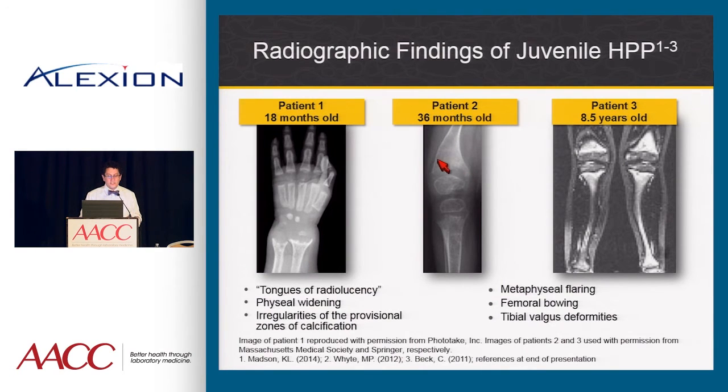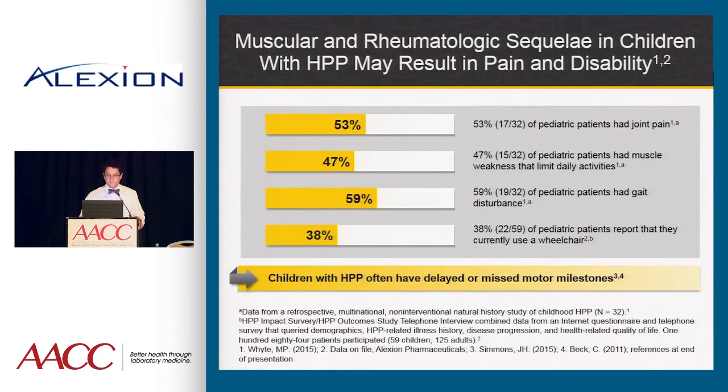But in addition, you start to see these very unique features, especially this metaphyseal tongue, where you start to see this portion of cartilage that moves into the long bones here, and you get this tongue of radiolucency. And then eventually, you start to see the bone just doesn't have enough structural support. And we start to see these horrible either valgus or varus deformities.